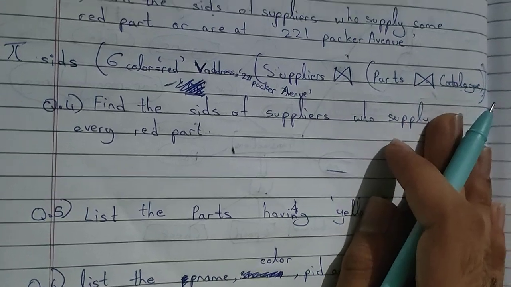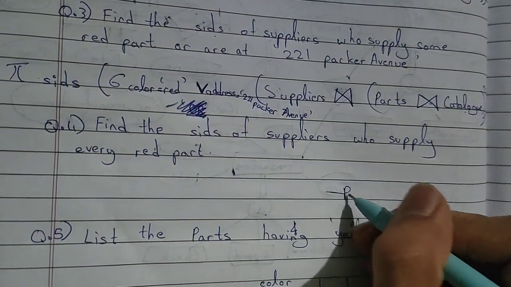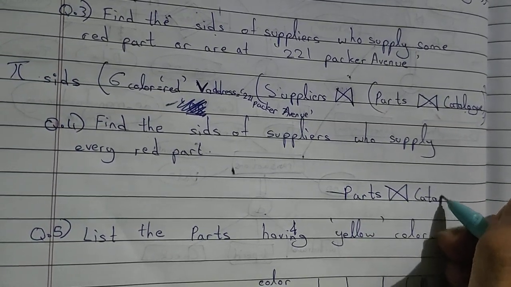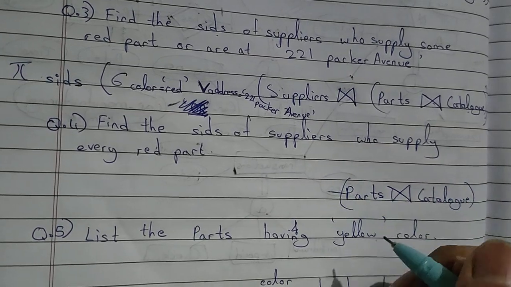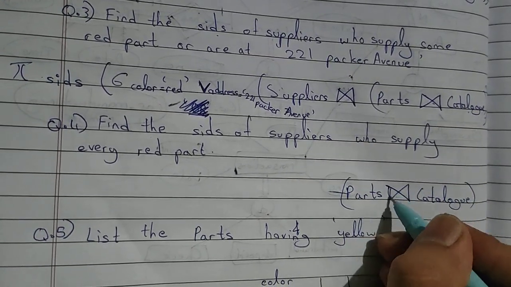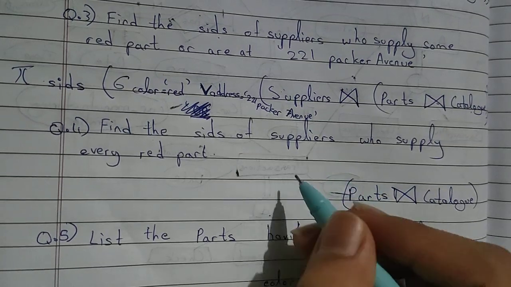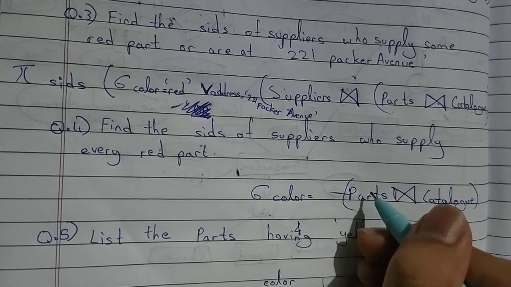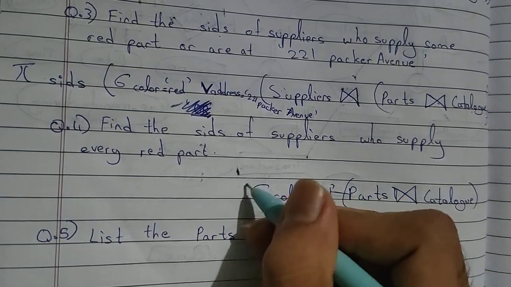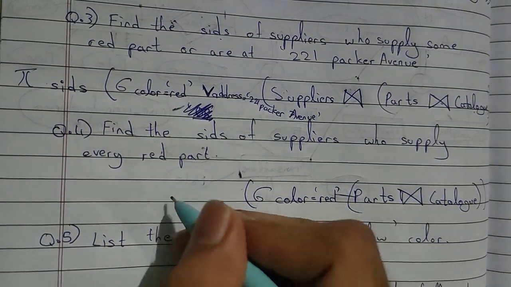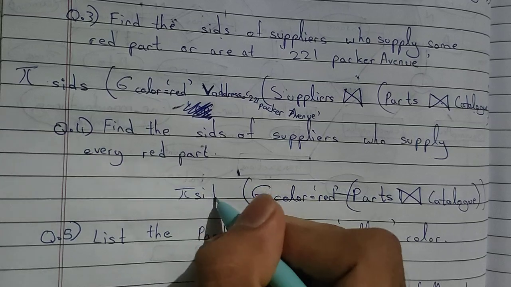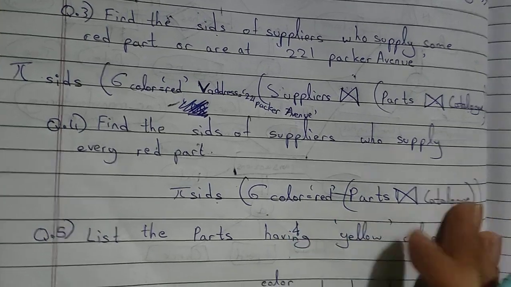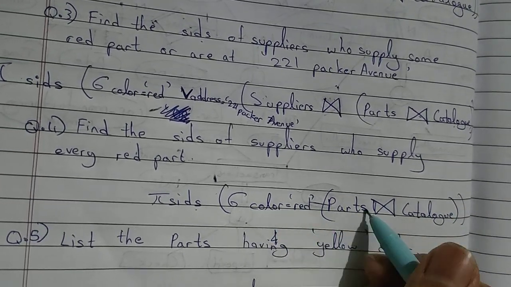So over here we can start with first joining the two tables. We have the parts and then we have the catalog. Now that we have joined this, we only need to extract the SIDs where the color is red. So firstly we select those records from this table where the color is red. Now that we have done that as well, finally we just need the SIDs, so we can do projection for SIDs. So this will give us all the supplier IDs that supply parts having color red.